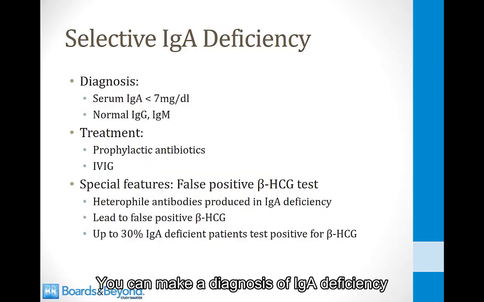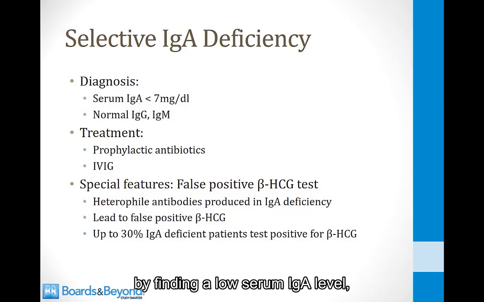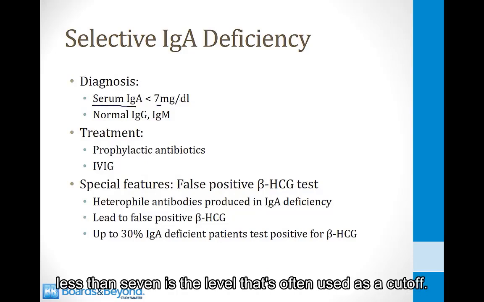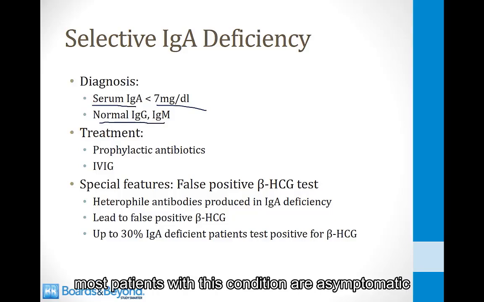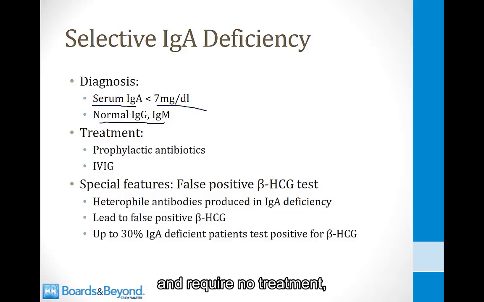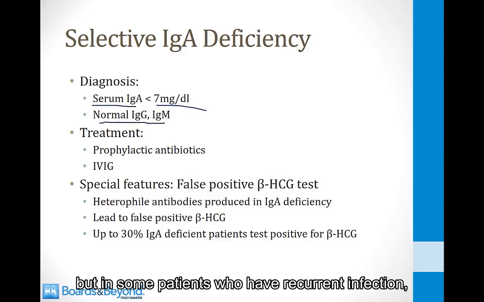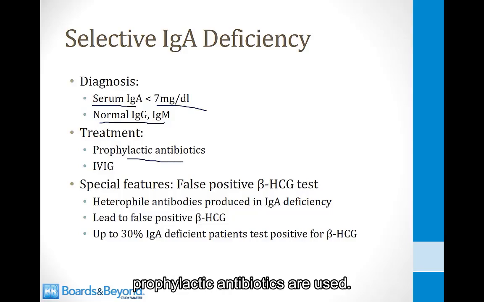You can make a diagnosis of IgA deficiency by finding a low serum IgA level. Less than 7 is the level that's often used as a cutoff. Importantly, the levels of IgG and IgM will be normal. As I said before, most patients with this condition are asymptomatic and require no treatment, but in some patients who have recurrent infection, prophylactic antibiotics are used.